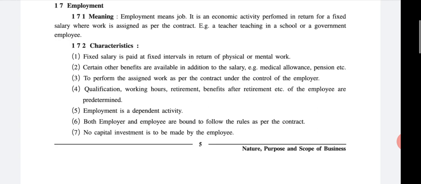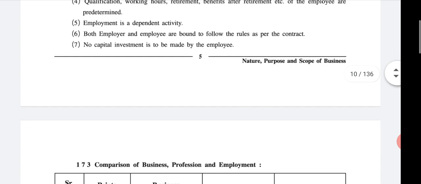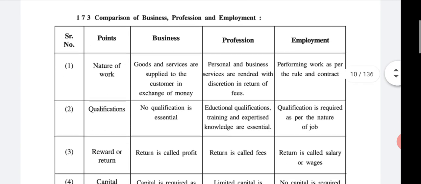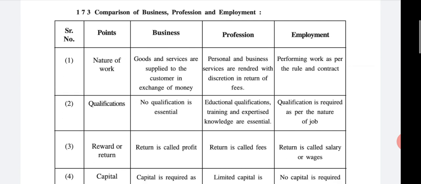Employer and employee both are bound to follow rules, and no capital investment is to be made. Then comparison of business, profession and employment. Look students, in this topic you can revise all three in one comparison: business, profession, employment. It is a quick revision for you at the time of examination.